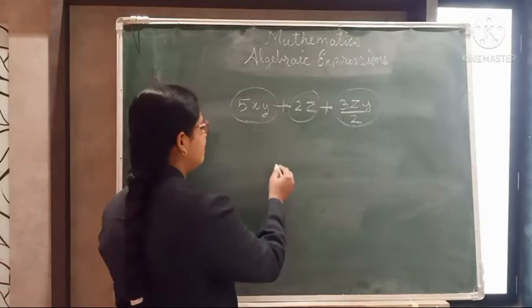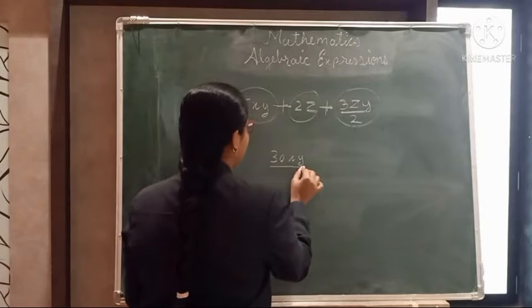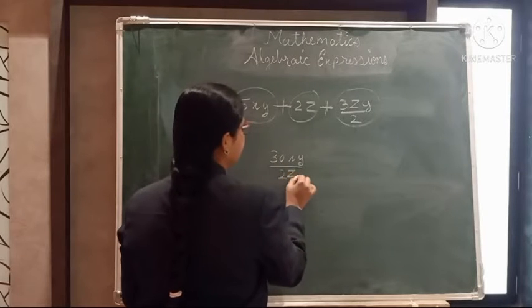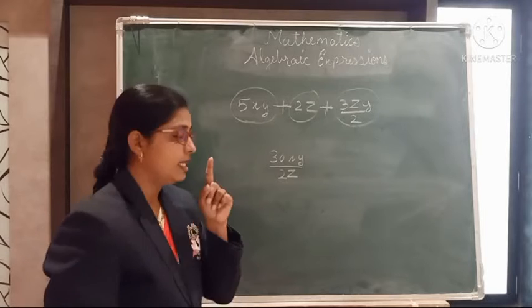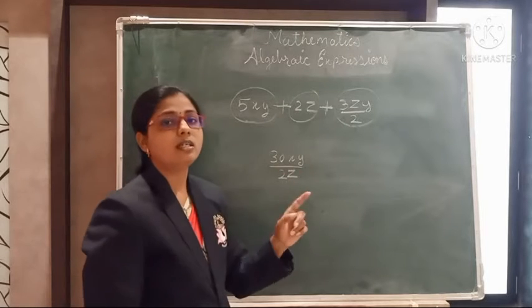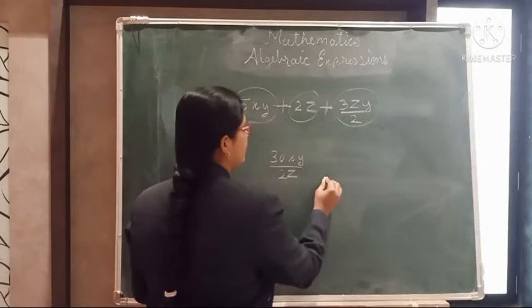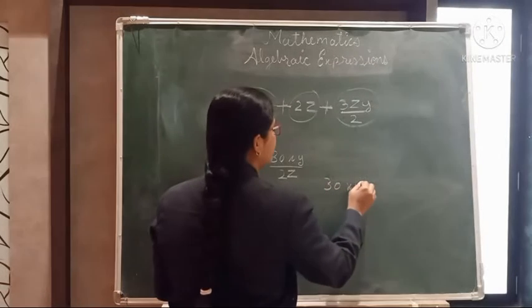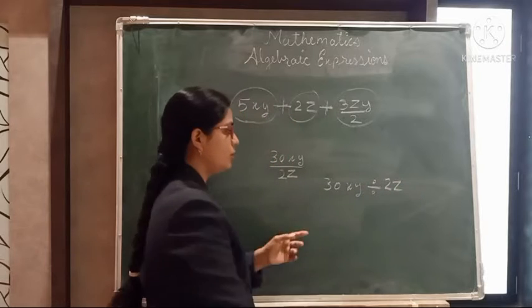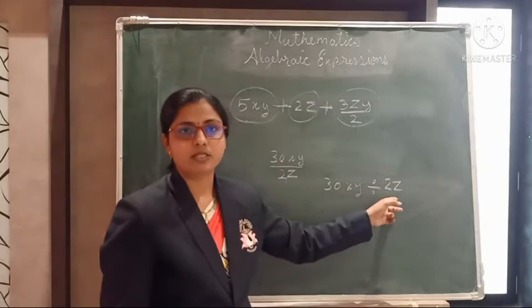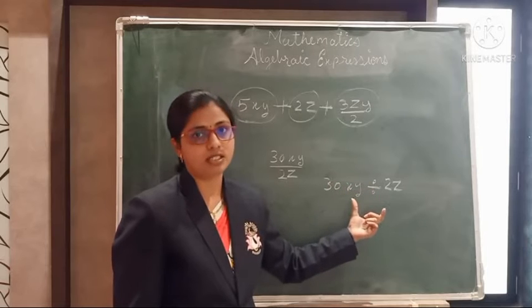For example, if I am writing 30xy upon 2z, this is total one term only. Here division is not telling us that it is getting separated. For example, if I write this in this way, these are not different terms. They are only one term. They are forming only one term.